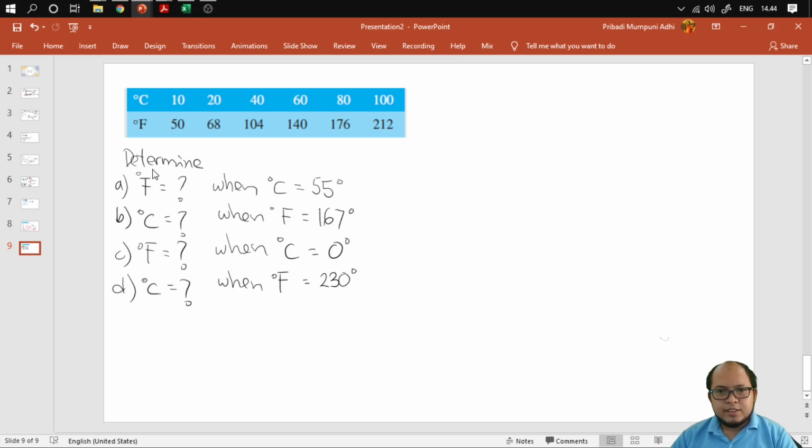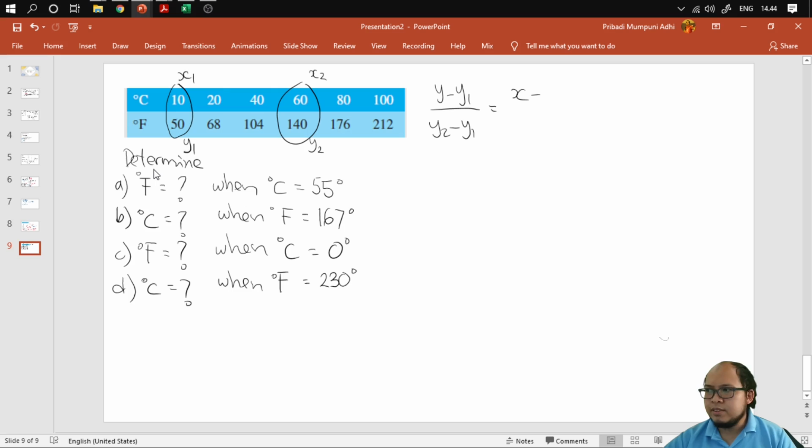Okay, since we don't have the relation, we need to find the relation of the straight line equation. Let's choose this value as x1 and y1, and for example this value as x2 and y2. By using this equation, we can find the straight line equation.